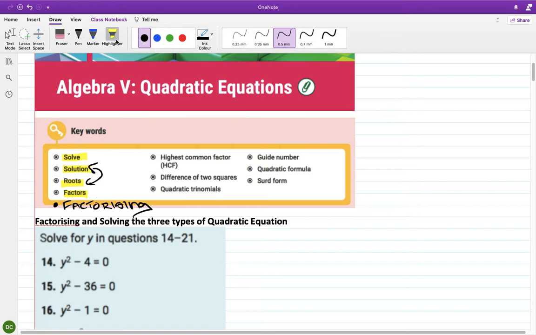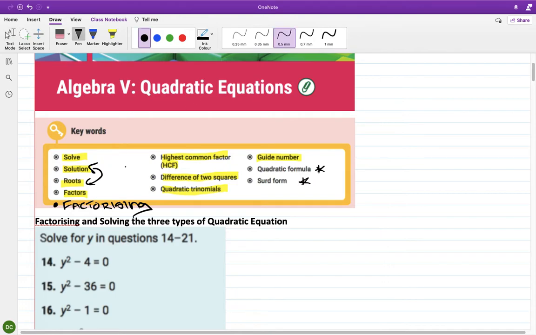Then we did highest common factor, which was our first type, difference of two squares, second type, and quadratic trinomials was our third type. Guide number, we did. Okay, so the only new things in this chapter are the last two, the quadratic formula and third form, okay? And they're actually part of the same thing, okay?